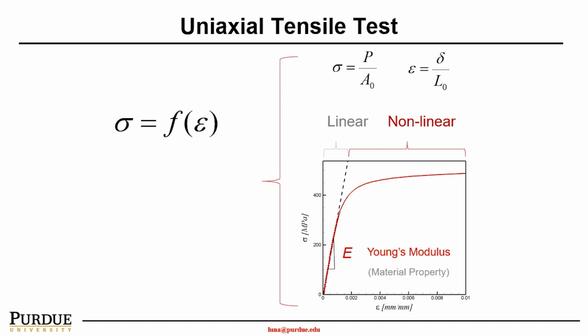So therefore, for uniaxial tensile testing, we can get sigma equal to a function of the strain. And that function is actually a linear function in the linear behavior, which is Young's modulus, again, the modulus of elasticity. For nonlinear behavior, we will talk about it in the next couple weeks.